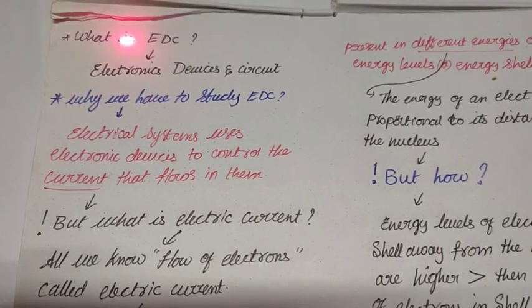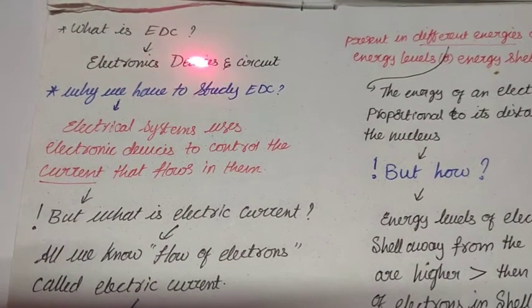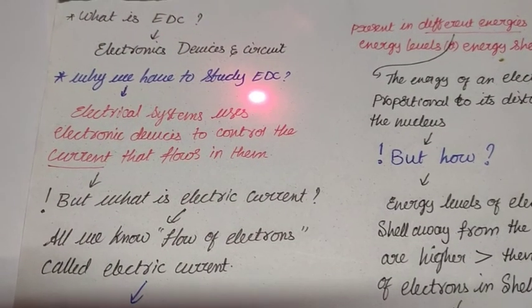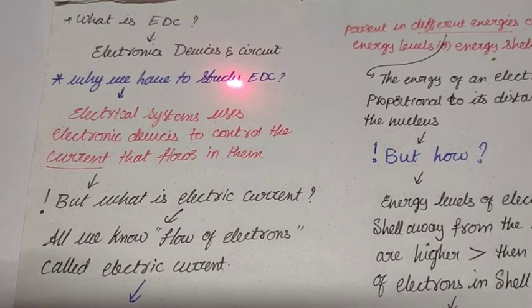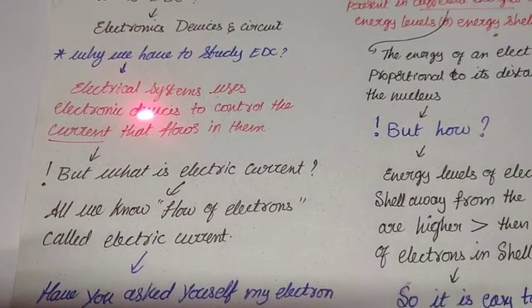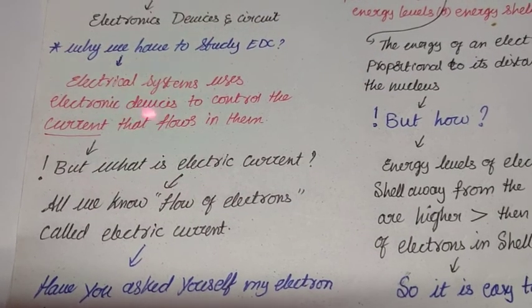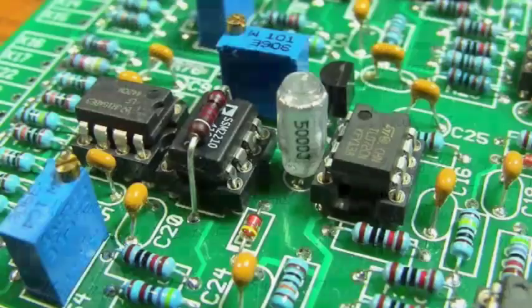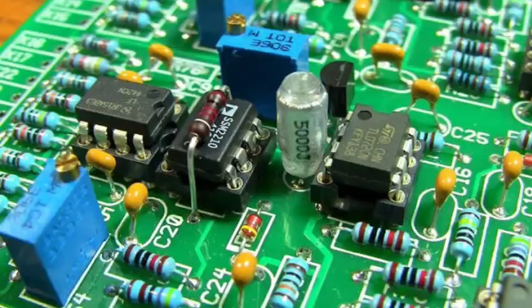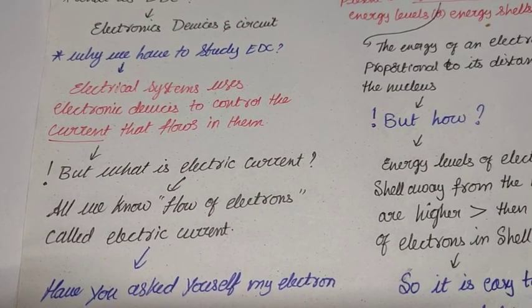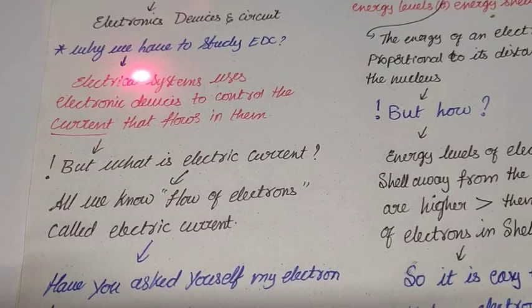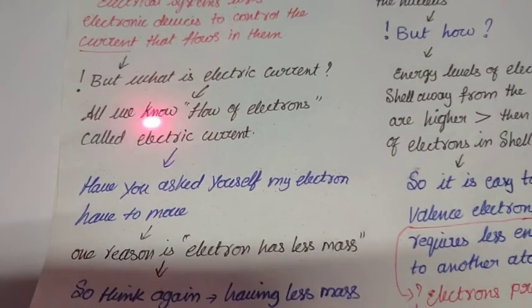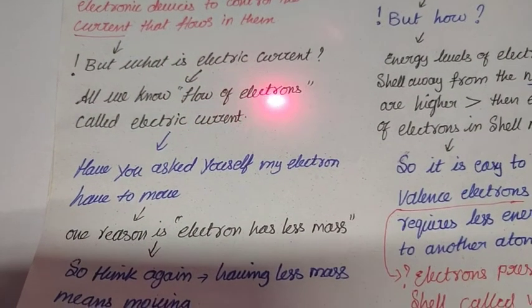So I asked in the previous question, what is EDC? Electronic devices and circuits. Okay, EDC means electronic devices and circuits. Why do we have to study EDC? I have not said that in the previous. So let's see. Electrical systems use electronic devices to control the current flowing in them. So that's why we have to study electronic devices. It means with electronic devices, current can be controlled in electrical systems. But what is electric current? Do you know? Yes, we all know, the flow of electrons is called electric current.